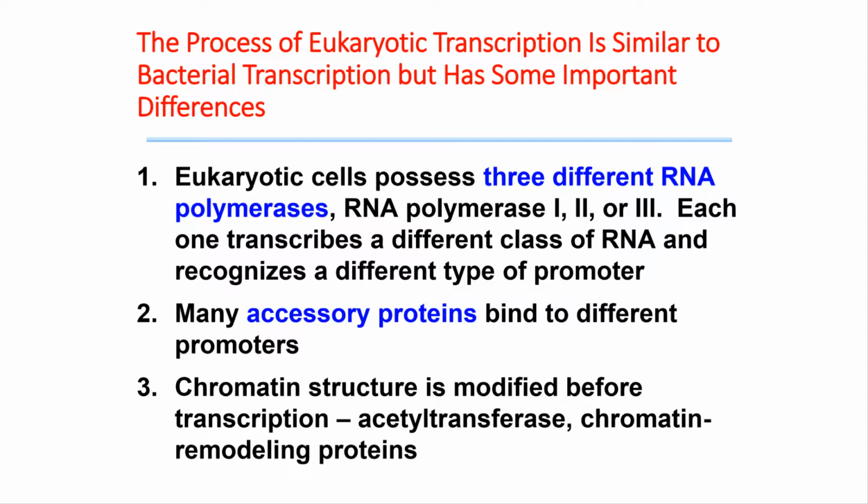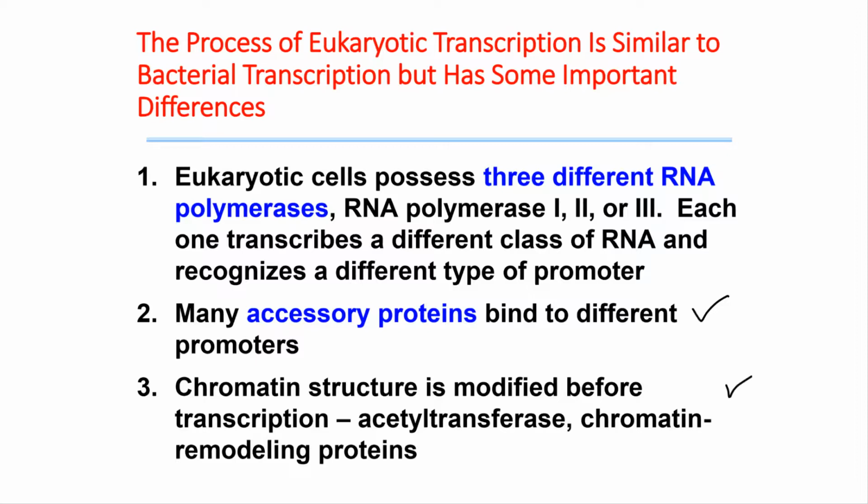Secondly, in eukaryotes, it is not RNA polymerase that recognizes the promoter. It is a complex of proteins, which we call accessory proteins, which binds to the promoter, to consensus sequences of the promoter. And upon assembly of this accessory protein complex, RNA polymerase is called in.